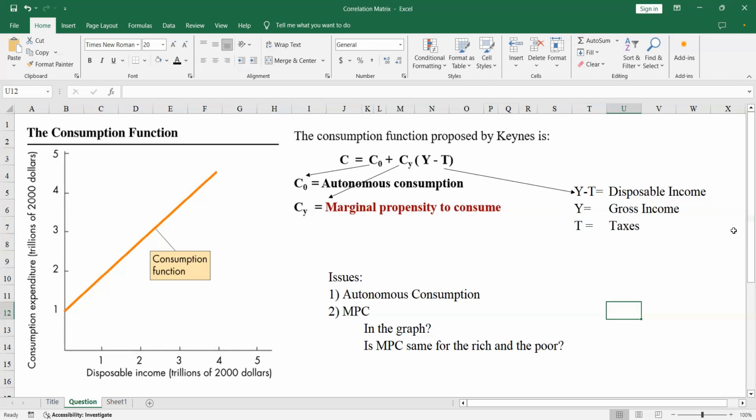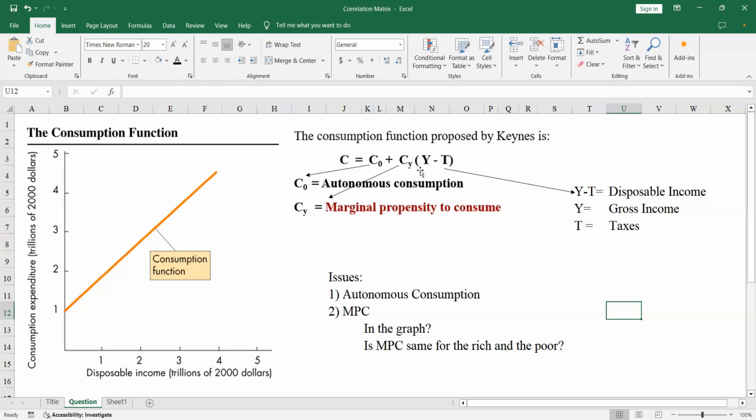So let's look at the functional form of the consumption function. C, the total consumption, is given as a sum of C naught, the autonomous consumption, plus CY, the marginal propensity to consume, times Y minus T. Y minus T is the disposable income. Y minus T is the total income of a person minus the taxes, which gives you the amount the person takes home. Multiply by how much of their income that person is going to use.